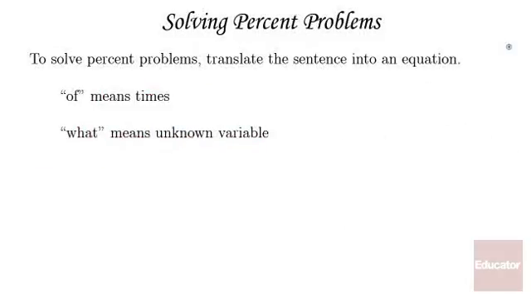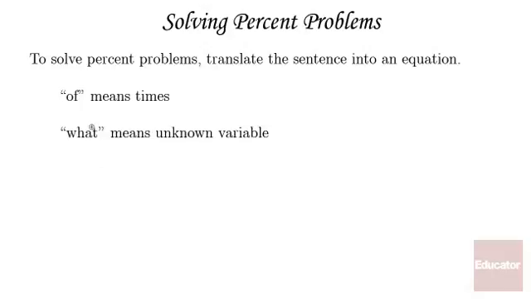Now, to solve a problem that involves percents, we want to first translate whatever the sentence is into an equation. Whenever you have a number, you're going to write that down in your equation. If you have a percent, you need to change it to a decimal. When you see the word "of," that means times. You're going to be multiplying. When you see the word "what" or "what number," that means you're going to have a variable. That's what you're going to be solving for.